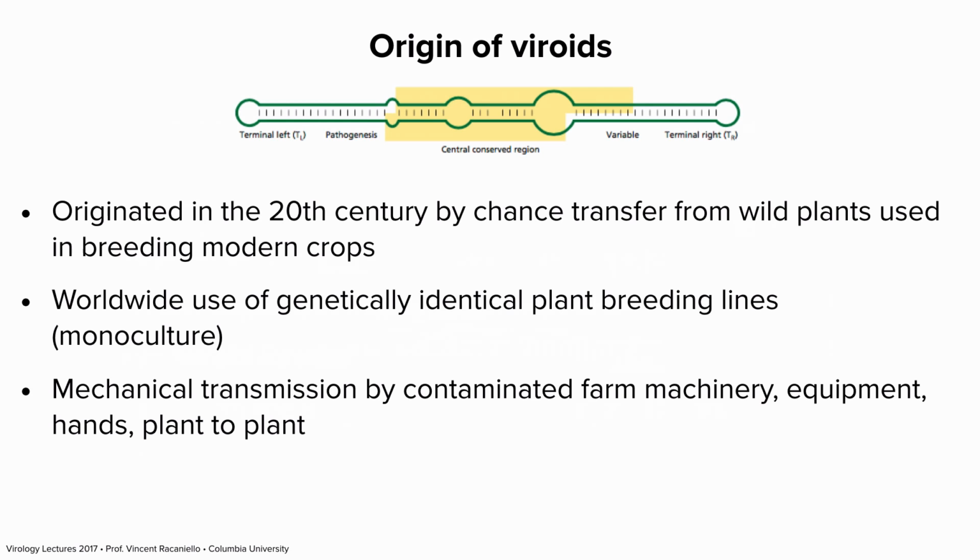I think you'd have to synchronously wipe out all the crops in the world and then introduce new lines, but you still probably wouldn't get rid of them because aphids will feed on wild plants and pick up viroids and reintroduce them. So insects certainly introduce these into plants, but there's also mechanical transmission by contaminated farm machinery, hands, equipment from plant to plant, and so it's very difficult to contain this.